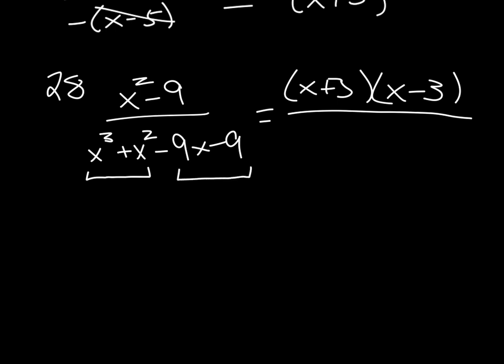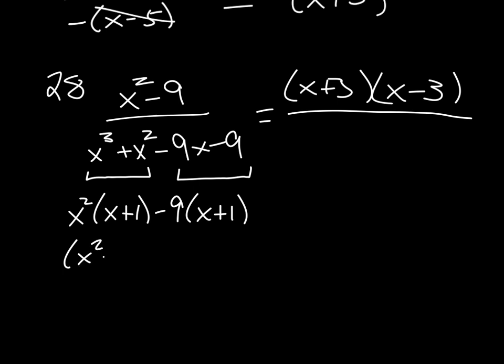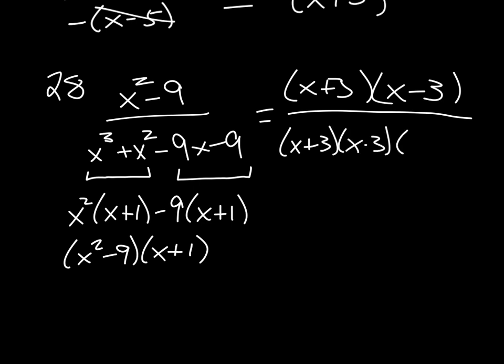So then it's just greatest common factor. You say, okay, I'm going to take an x squared out here. What's left over? X plus 1. Then negative 9, x plus 1. So that'd be x squared minus 9 and x plus 1. Since we factored this x squared minus 9 already, does it make sense that we're left with x plus 3, x minus 3, and x plus 1? Is that okay with everyone?